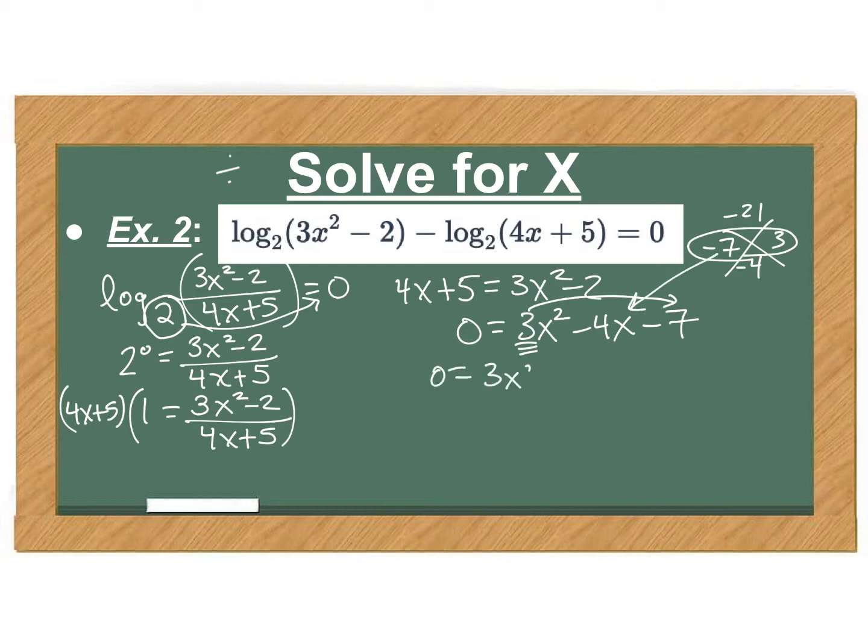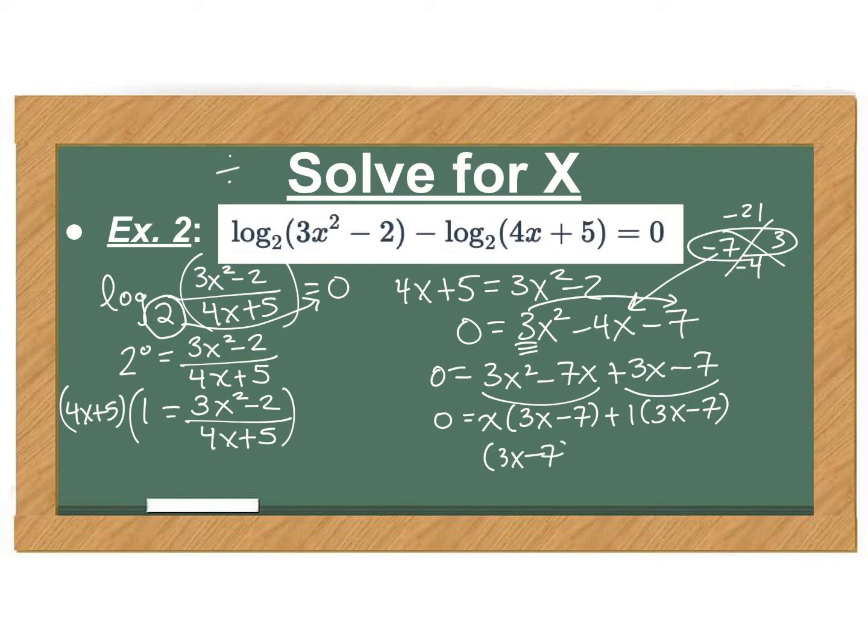So we have 3x squared minus 7x plus 3x minus 7. I'm going to factor by grouping. I see 3's and 7's, which is good. Can't take anything out, so I'm just going to take an x out. 3x minus 7. Nothing out of the second one, so you can take out a positive 1. 3x minus 7. Factor out the parentheses, so we get 3x minus 7. The other stuff goes in the other parentheses for x plus 1.